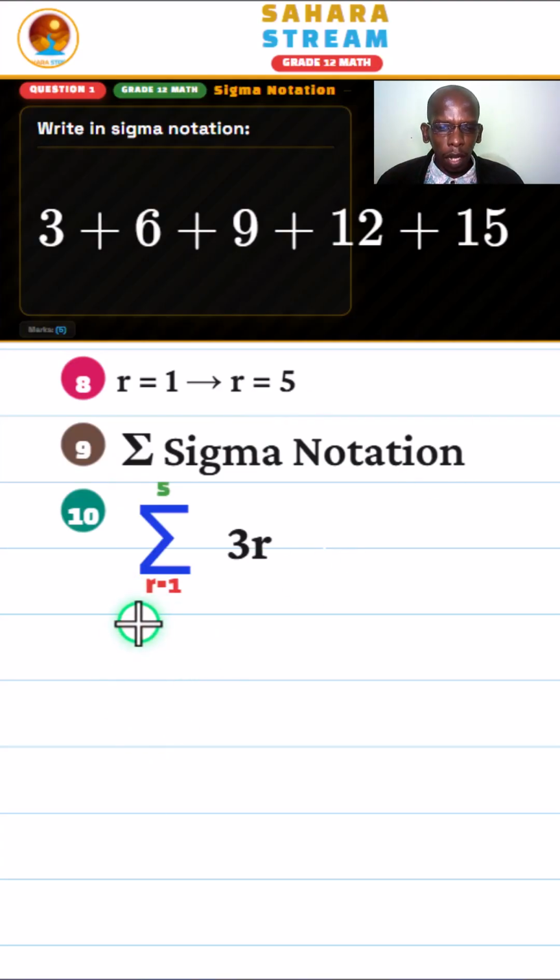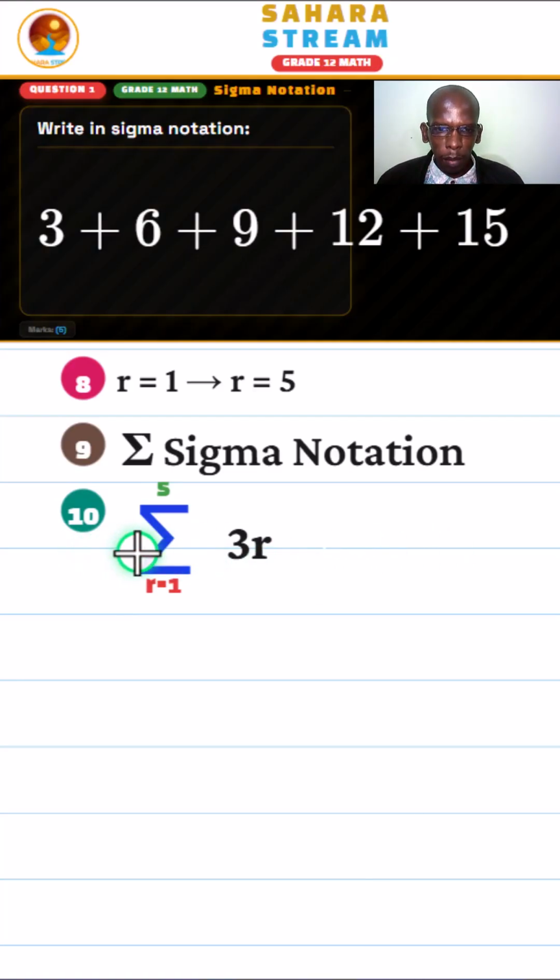We have r from the first term all the way to the fifth term, then the summation symbol, which of course we call the sigma notation. Then here we put the general term, which was 3r. So to read this, we can read it like summation from 1 all the way to 5, 3r, where r equals 1 is the first term all the way to the fifth term. You are told to sum them up.